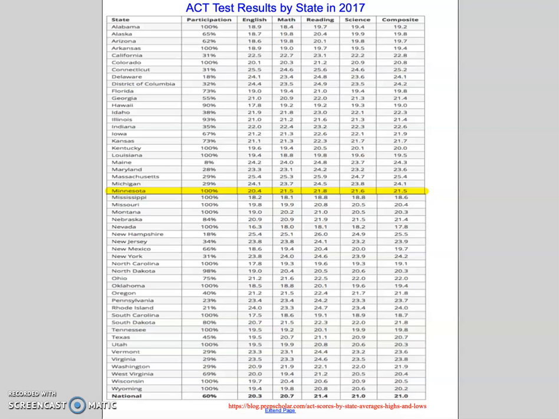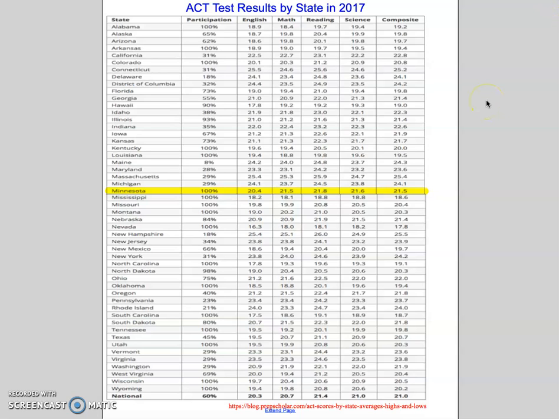Okay, take a look at this page. It is ACT test results by every single one of the states in 2017. I have Minnesota highlighted. Take a look at this page for a second. Analyze the data. What do you notice?